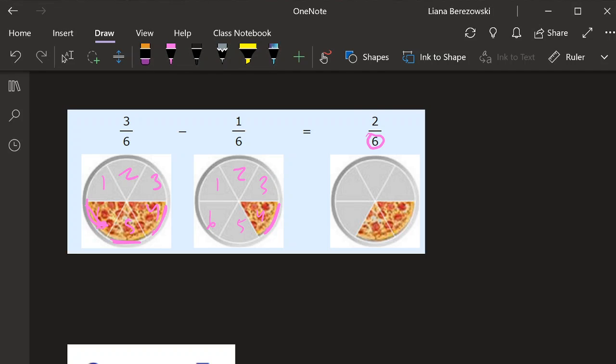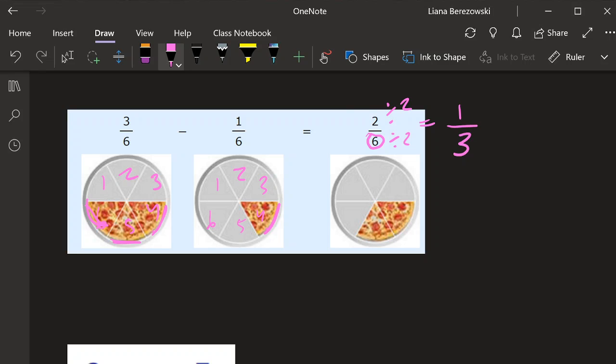This fraction can be simplified, okay? So all we're going to do is divide the numerator and the denominator by the numerator. Okay, so if we divide both by 2, we end up with 2 divided by 2 on top, which is just 1, and then 6 divided by 2 is 3. Okay, so 2/6 can be simplified to 1/3.